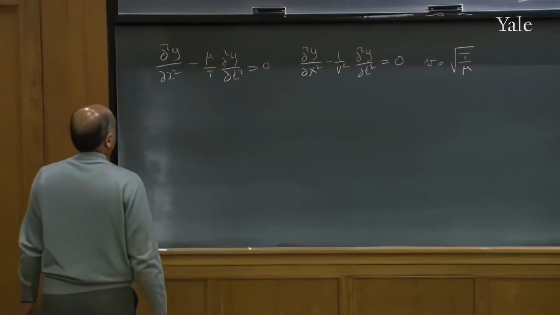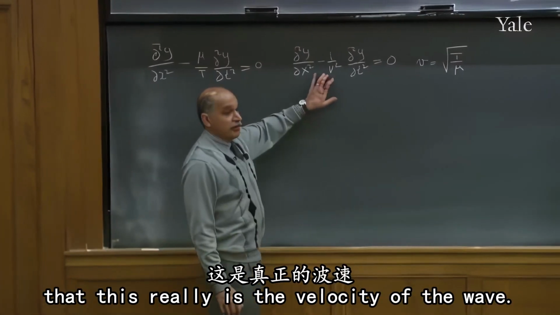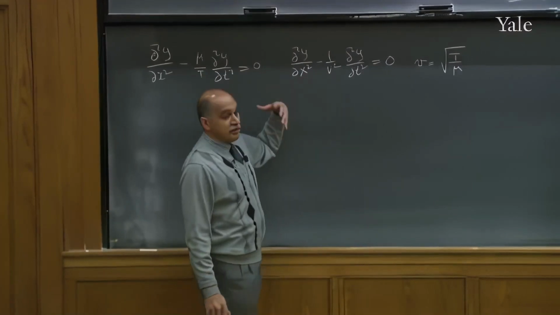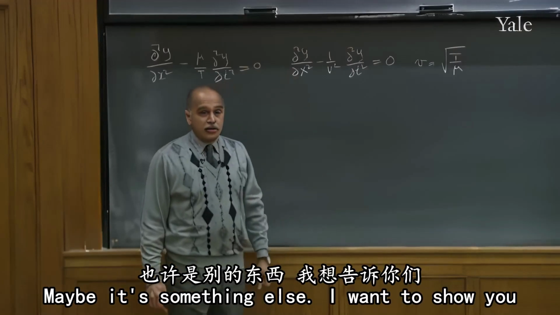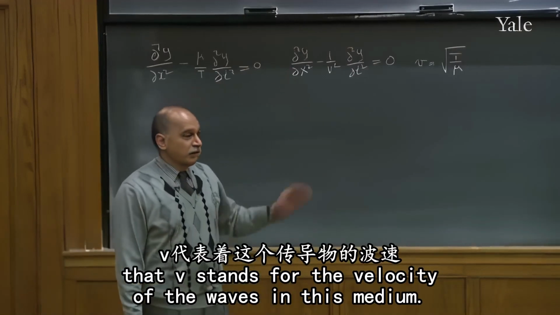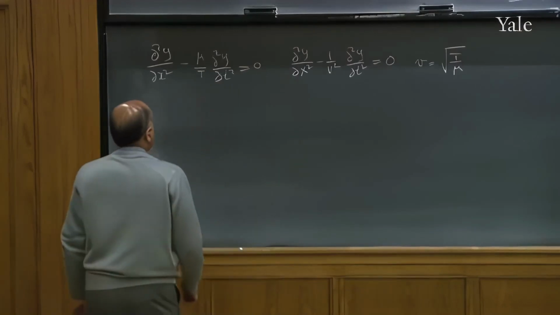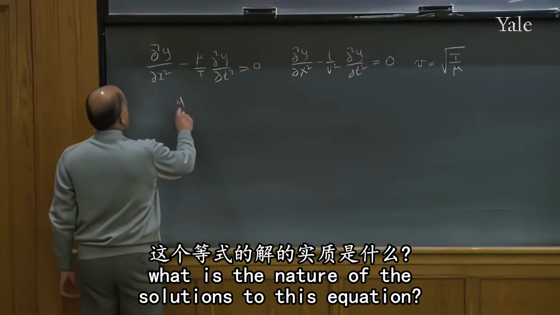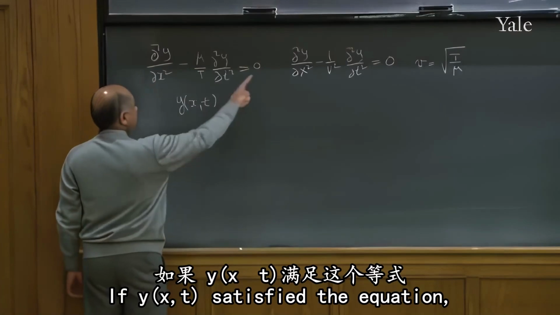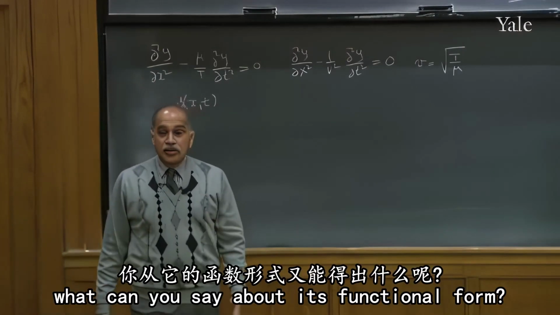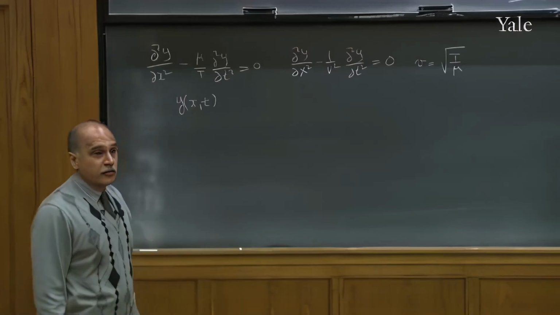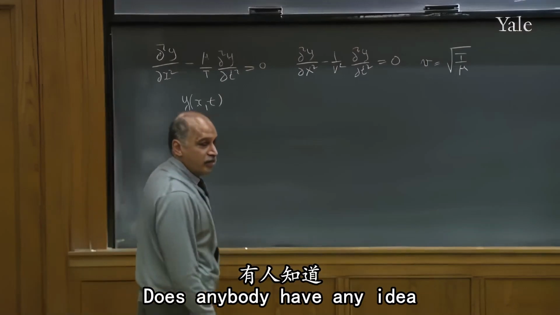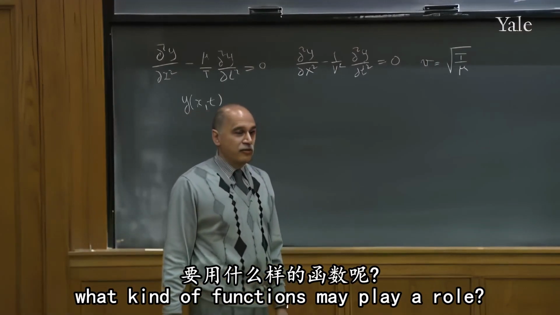Now, I want to show you that this really is the velocity of the wave. I mean, how do we know that's the velocity? It's got dimensions of velocity, but maybe it's not the velocity of this wave. Maybe it's something else. I want to show you that v stands for the velocity of the waves in this medium. The way you do that is you ask yourself, what is the nature of the solutions to this equation? I mean, what if y of x,t satisfies the equation? What can you say about its functional form? What functions do you think will play a role? Does anybody have any idea what may be involved in this? What kind of functions may play the role?